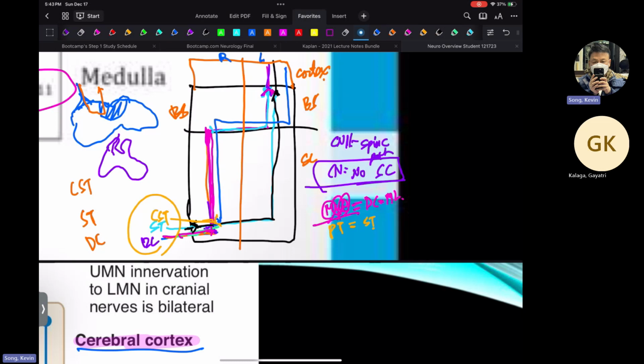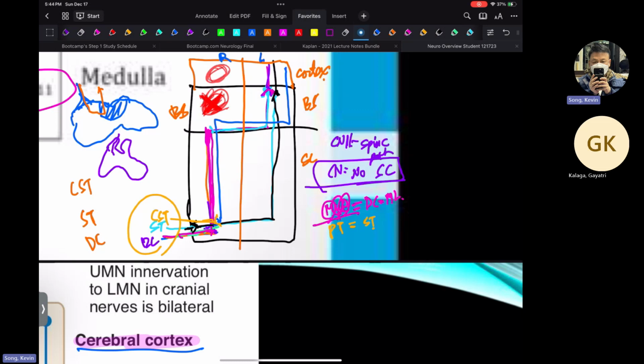So if I made a mistake, what did I answer? Let me rephrase my previous question. If I had a lesion in the right side of the brainstem, does it affect the MVP on the right side? No. Very, very important. No. That's very important.